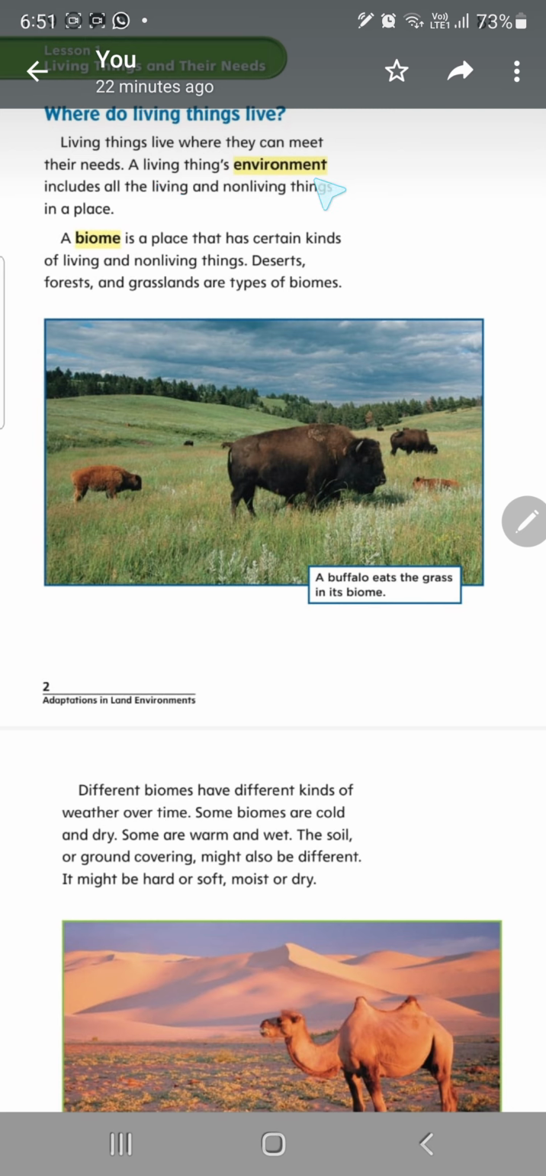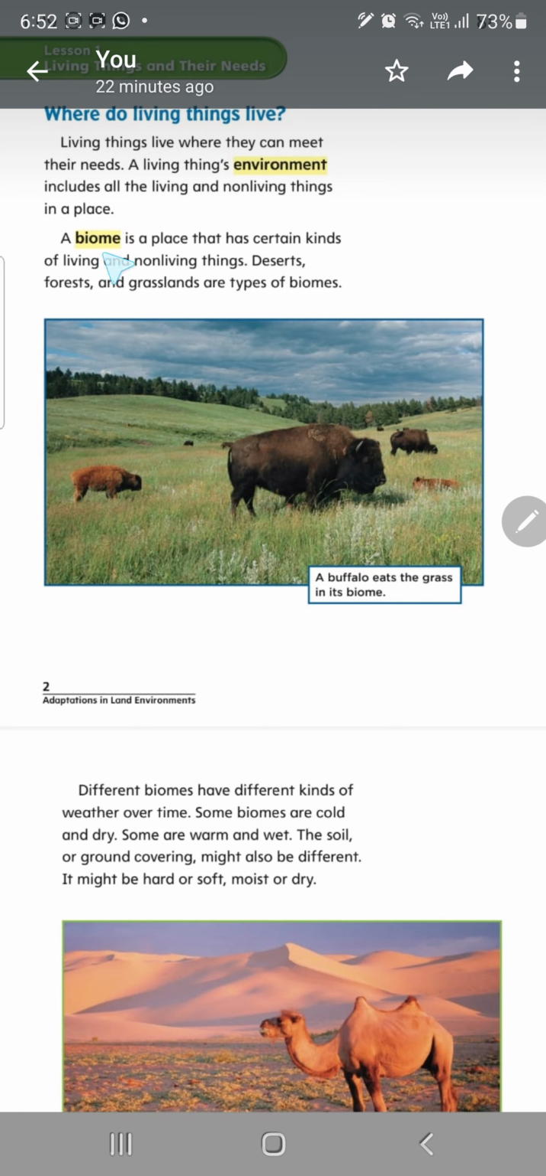A living thing's environment includes all the living and non-living things in a place. So you will not find only living things. You will find non-living things and living things in the environment. The place around you. The place that is surrounding you.